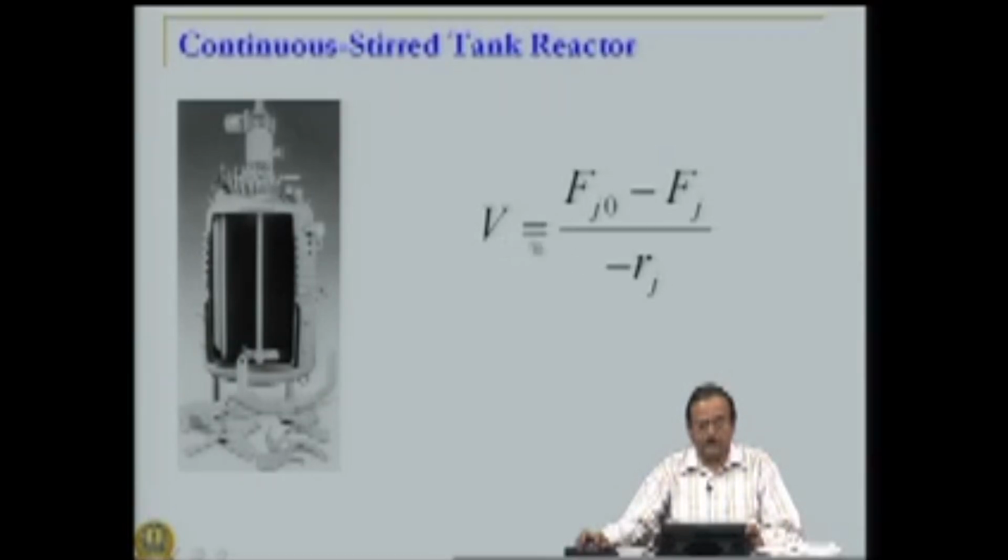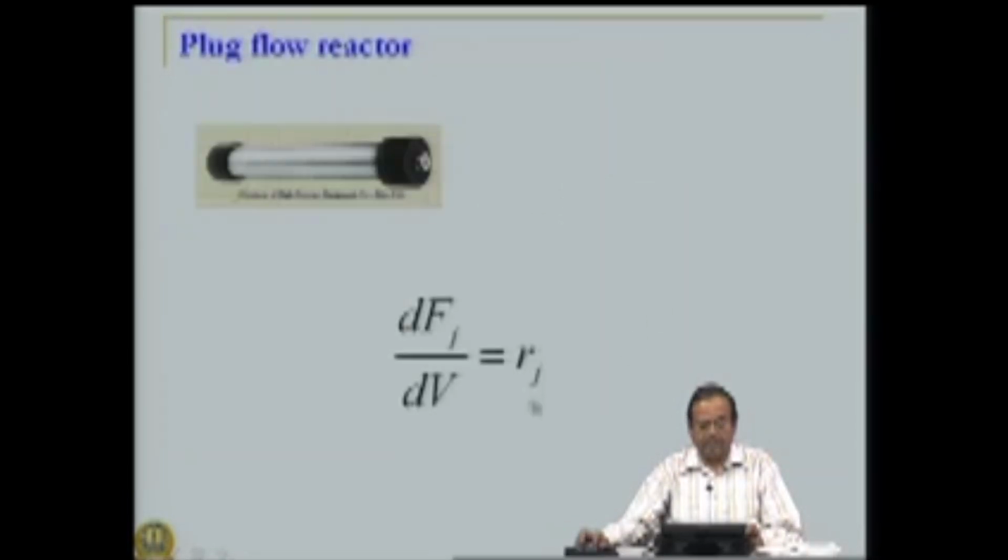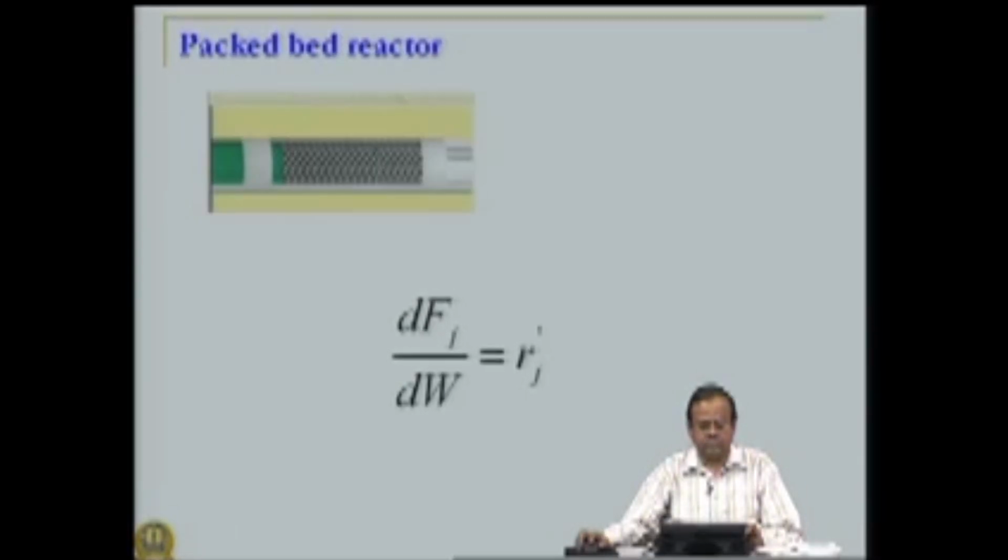The volume of the reactor is equal to Fj0 minus Fj divided by minus Rj, and this is our mass balance equation for the plug flow reactor, dFj/dV equal to Rj. Now, one question that we may want to ask ourselves is, how do these two reactors compare with each other when it comes to performance for certain chemical reactions, when reactions are taking place.